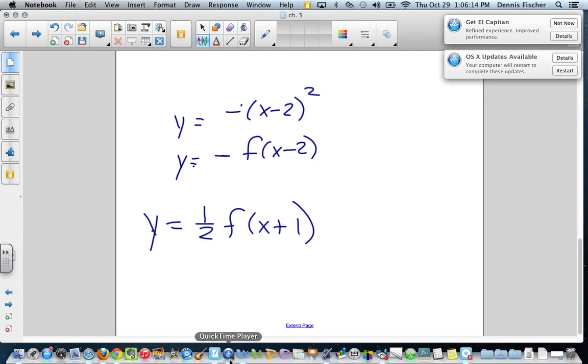So if the 1/2 is on the outside, it shrinks; if the 1/2 is on the inside, it stretches. Always the opposite. I think a lot of people get confused on that part.